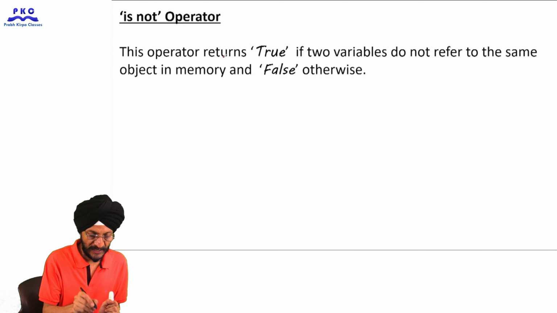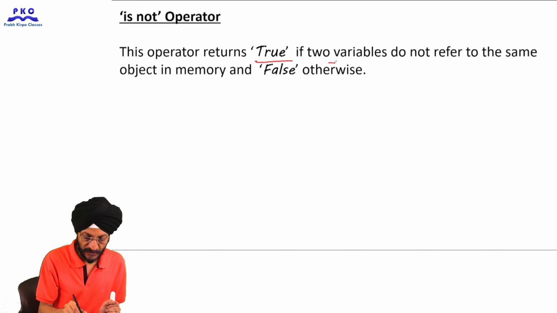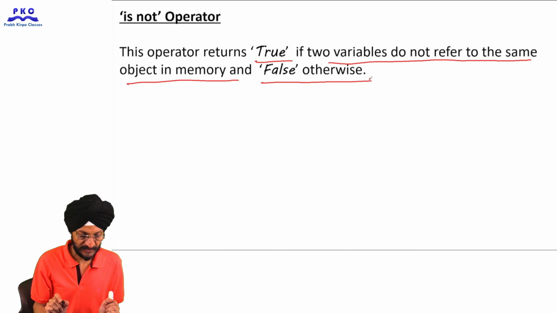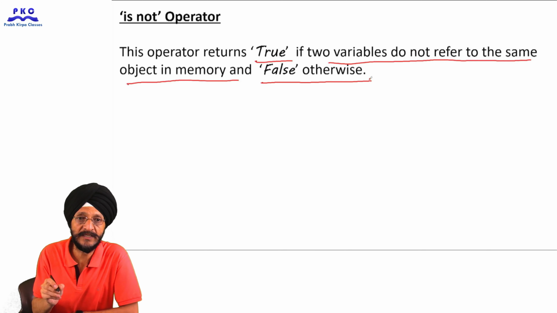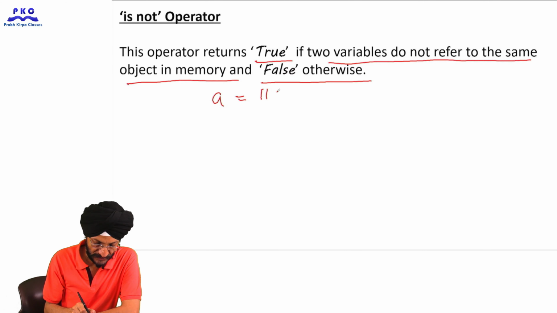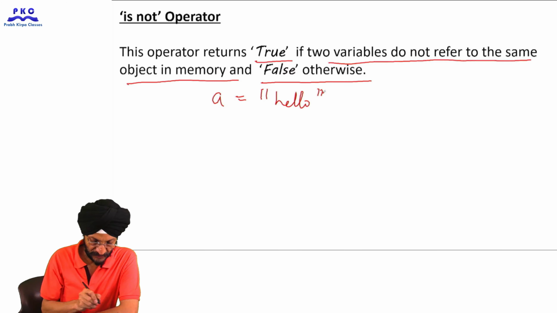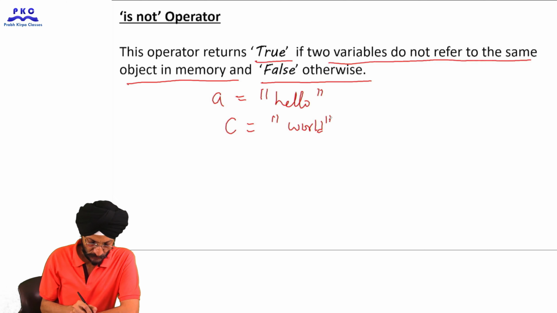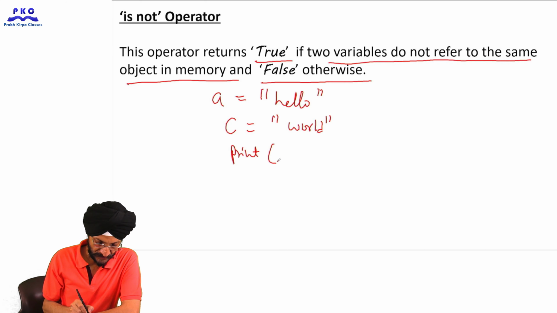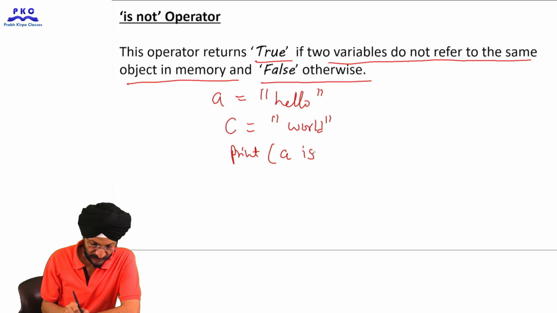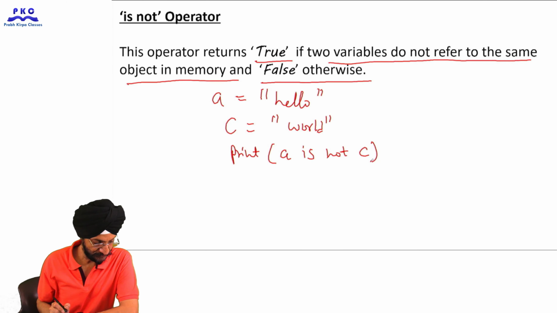Now, the is not operator. This operator returns true if two variables do not refer to the same object in memory and false otherwise. What does it mean? Let us understand the same with the help of an example. Now we have a variable with the name A and the object is hello. We have another variable named C. Here the object is world. So now we use the print function and the is not operator to find whether A is not C.